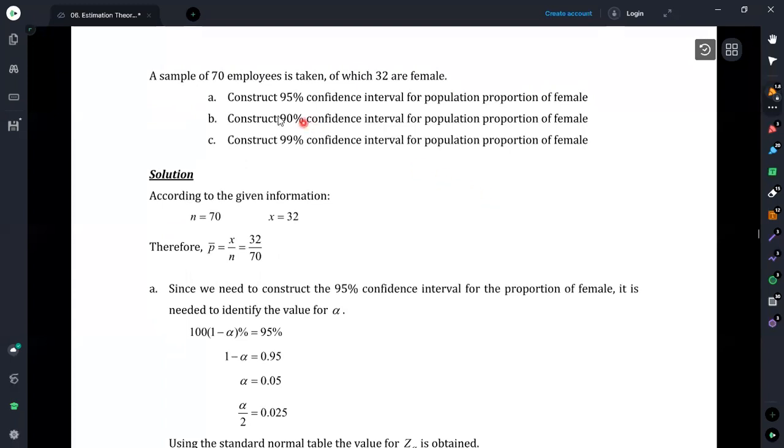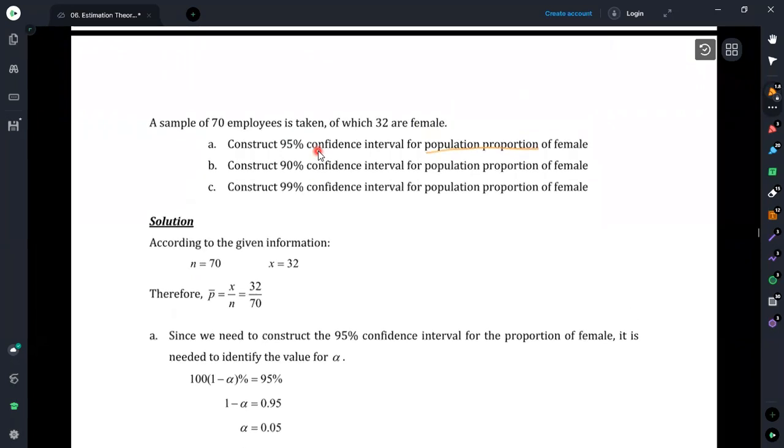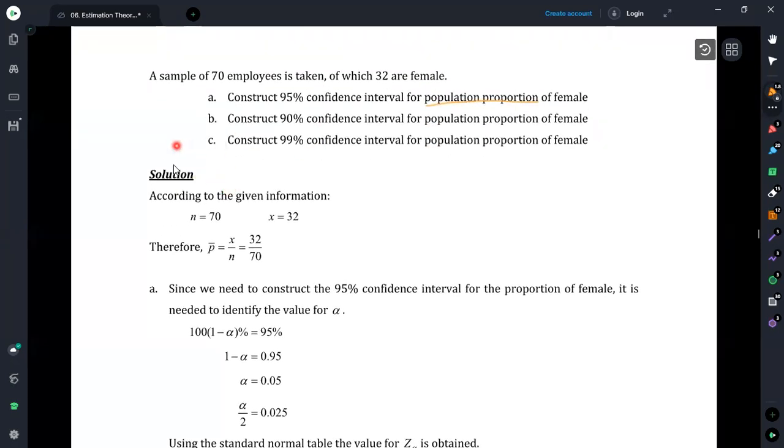The example is given as follows: a sample of 70 employees is taken, of which 32 are female. Here we are asked to construct the 95% confidence interval for population proportion. Now it is not for the population mean. We are asked to construct the confidence interval for population proportion of female. The next part is to construct the 90% confidence interval for population proportion of female, and then construct the 99% confidence interval for population proportion of female. Now we'll see how we can obtain the solution. Anyhow, the solution is given. I will do the calculation for you.